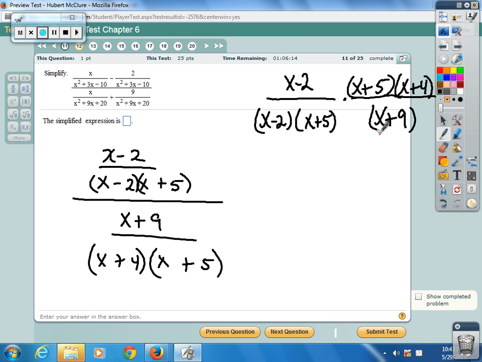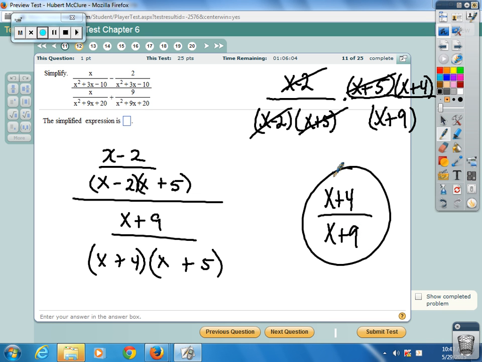And what happens to the x plus 5s? And the x minus 2s? And you're left with (x plus 4) over (x plus 9). You don't got to put this problem on the test. Make us use our brains. No, to show you that sometimes the bark is worse than the bite.